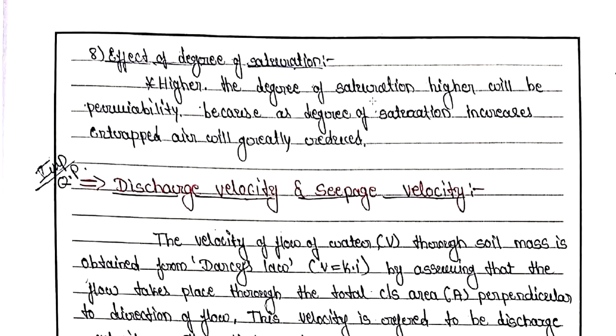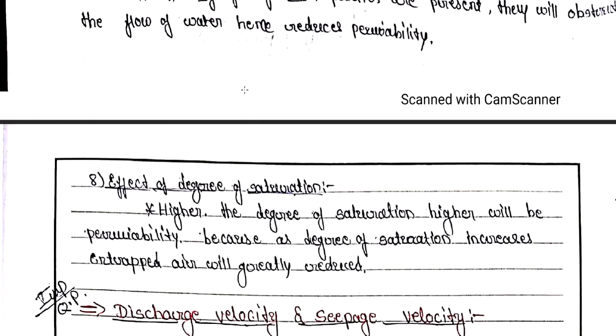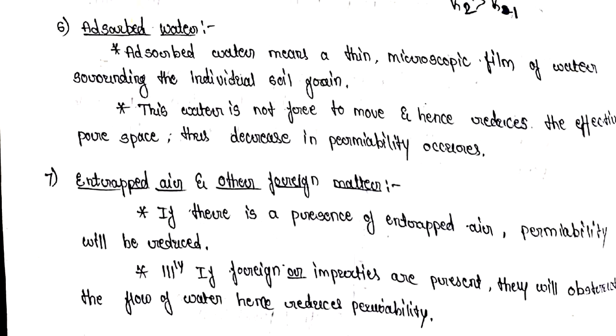Next and last one, effect of degree of saturation of soil. The higher the degree of saturation, the higher will be the permeability, because if the degree of saturation is 100%, no water is going to get absorbed by the soil. All the water which falls on the soil is going to flow. That is why we can say that the higher the degree of saturation, the higher the permeability. So these are the 8 factors which I had listed as factors affecting permeability. You can just go through these 8 factors.